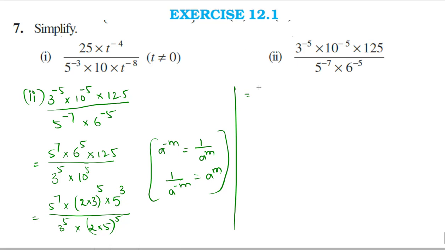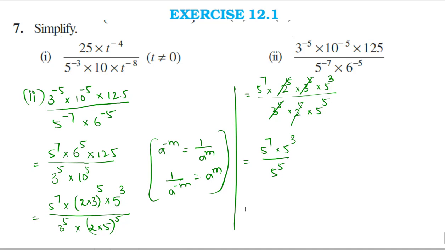Now this is equal to 5 to the power of 7 into 2 into 3 whole to the power of 5 we have. Write this exponent separately on 2 and 3. So we can write 2 to the power of 5 into 3 to the power of 5 into 5 cube, divided by 3 to the power of 5 into, here 2 into 5 whole to the power of 5. Write this one as 2 to the power of 5 into 5 to the power of 5. This is equal to, observe here 3 to the power of 5 and 3 to the power of 5 get cancelled. Then 2 to the power of 5 and 2 to the power of 5 get cancelled. The remaining values are 5 to the power of 7 into 5 cube divided by 5 to the power of 5.